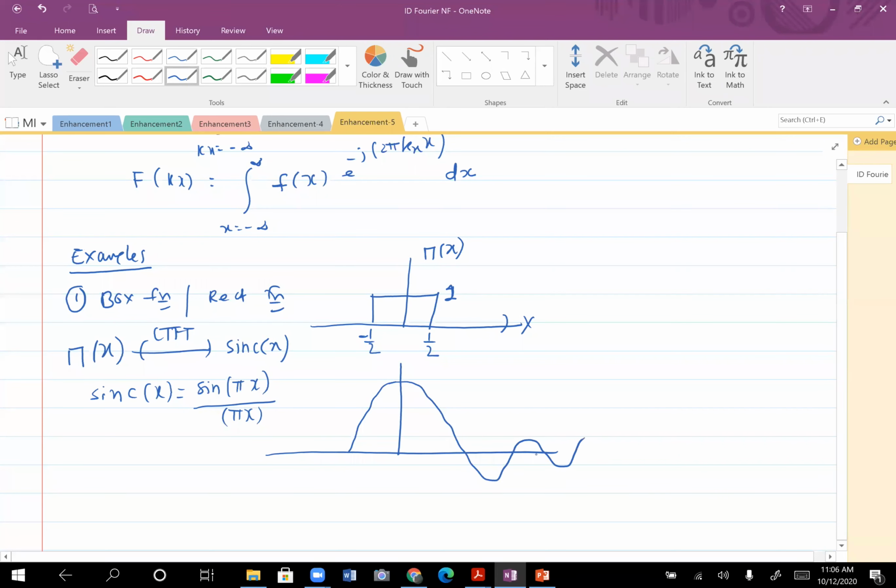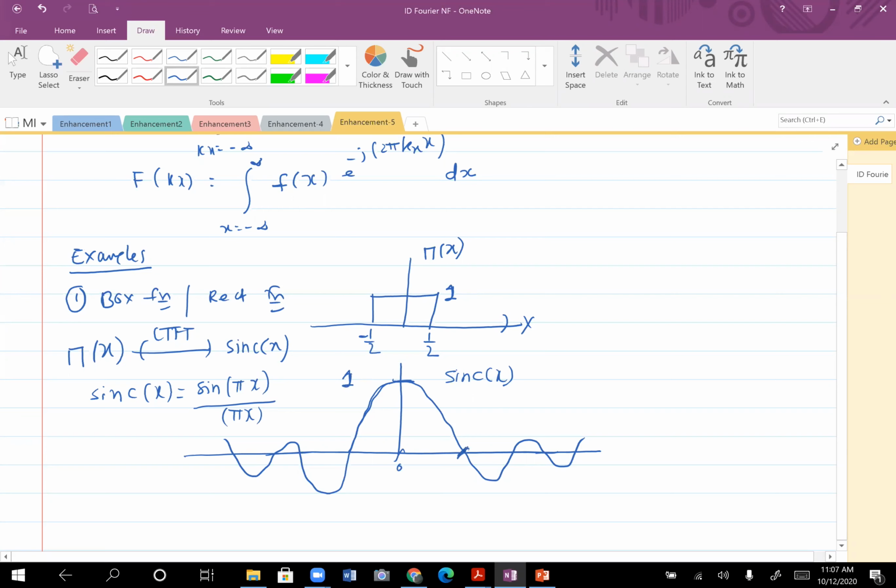So is this function symmetric? Yes. How can you say? Sine is odd. Here you will get sine of minus pi x as minus sine pi x, and there is one more negative in the denominator, so that would make it an even function, right? So this is what you get as sinc of x. What's the maximum value here? 1. 1, correct. So this is at 0.